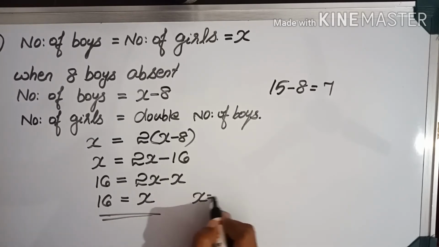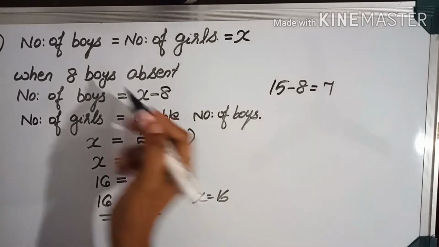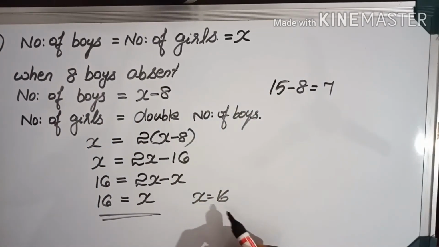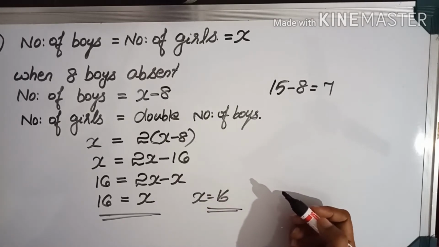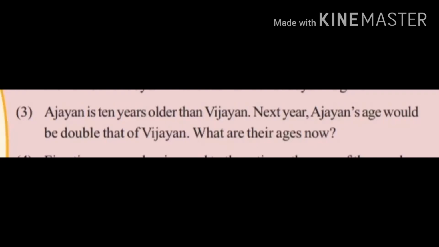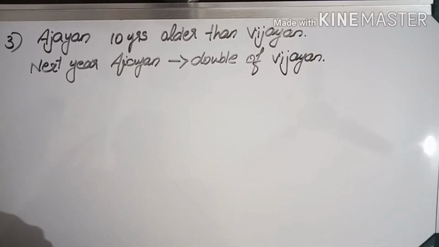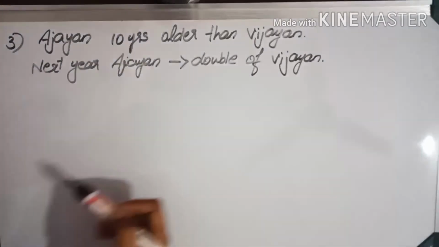So x equal to 16 means the number of boys and the number of girls is 16. Total 16 boys and 16 girls were there in that class. Next is question number 3. Ajayan is 10 years older than Vijayan. Next year, Ajayan's age would be double that of Vijayan. What are their ages now? It is given that Ajayan is 10 years older than Vijayan.